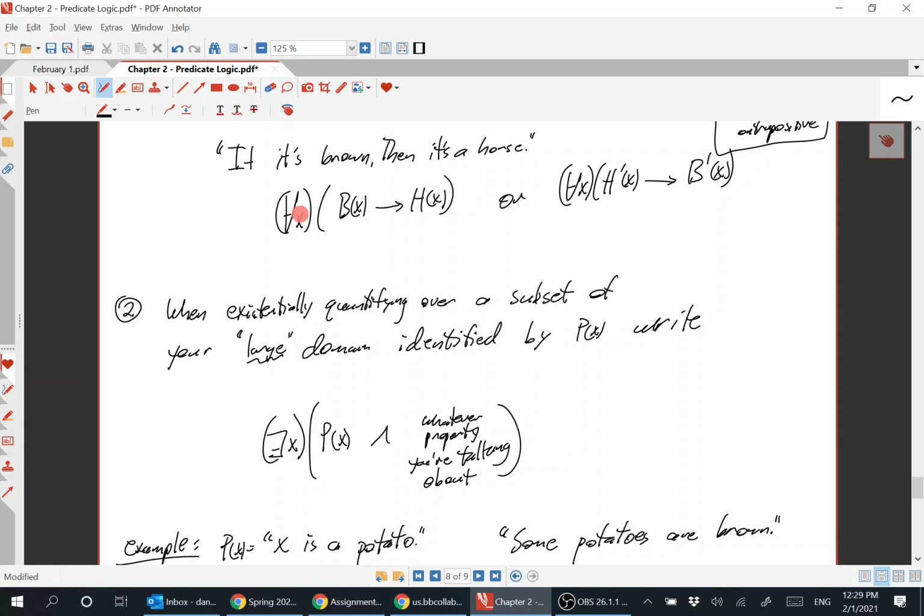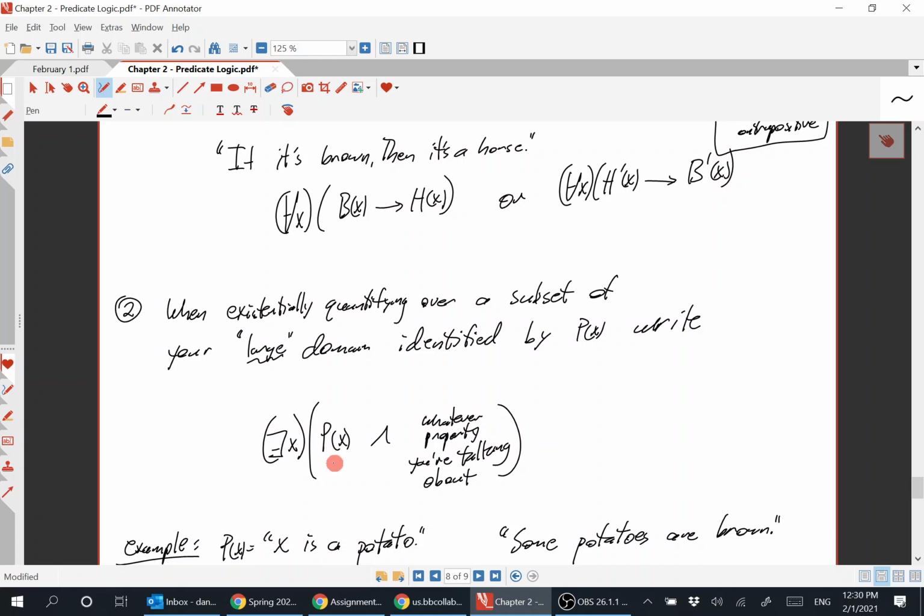Notice that universal quantification in the hypothesis always goes with implication. It never goes purely with conjunction, in the sense that we're about to talk about here. Now, existential quantification goes with conjunction.